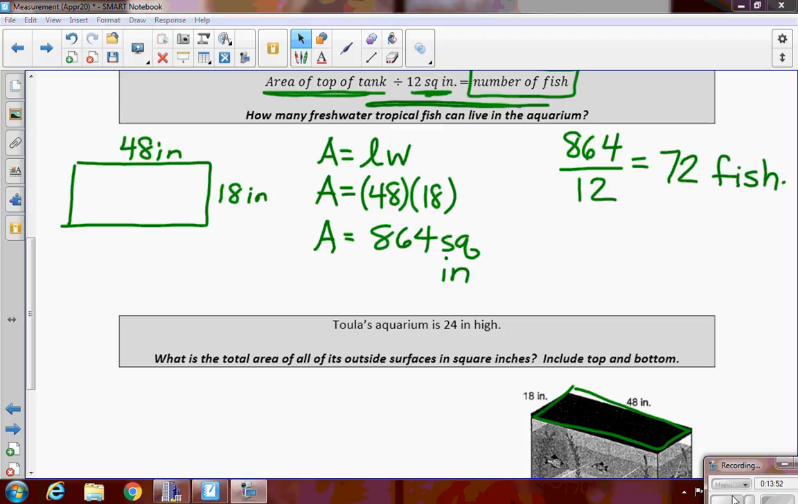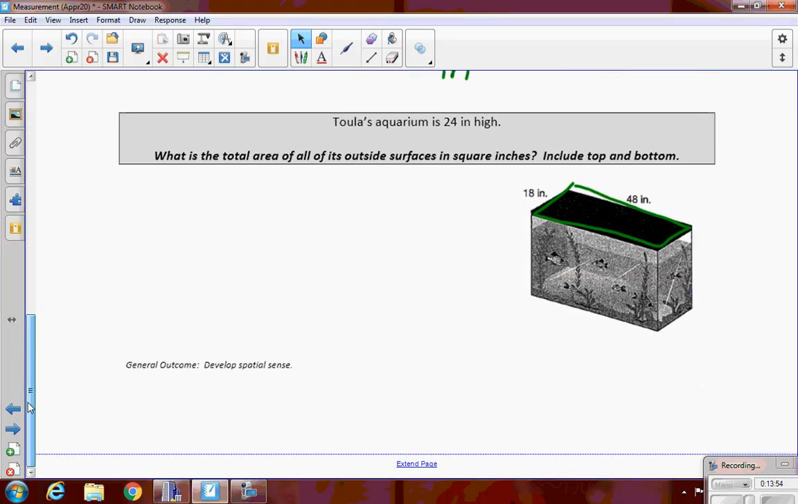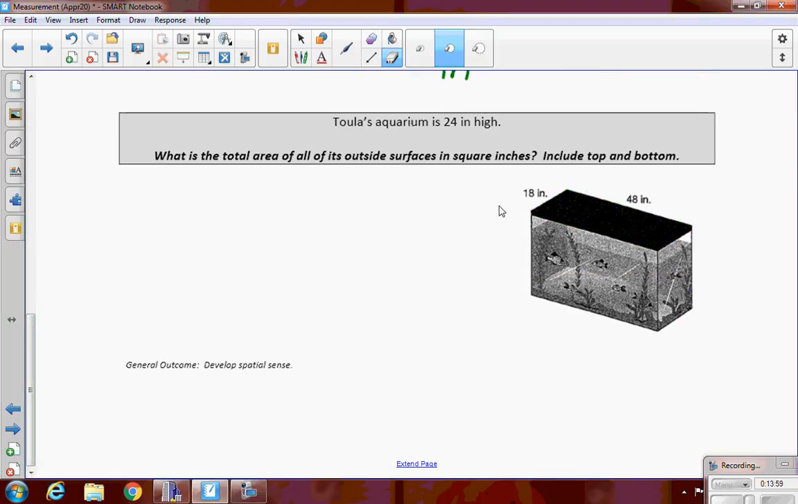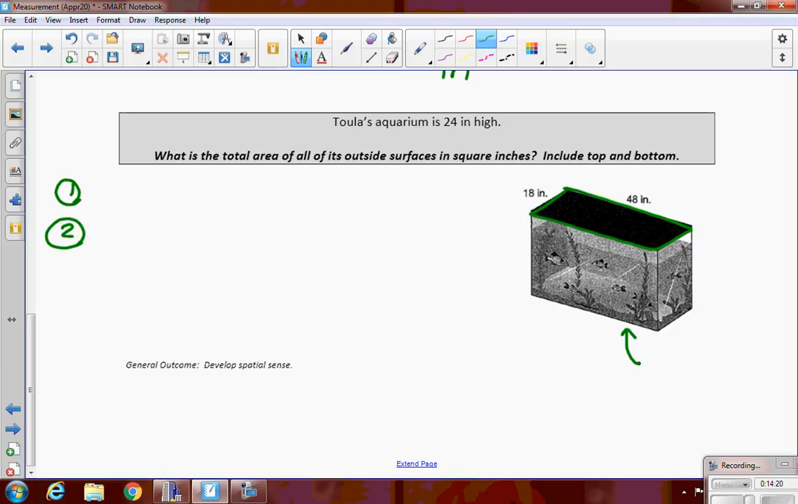The final question on this beginning pre-assessment is saying if this is actually Tula's fish tank, what is the total area of all the outside surfaces in square inches? So if I look at this, it says include the top and bottom. I have this rectangle, which would be exactly the same size as the rectangle on the bottom. So if I was to name the number of sides, I have a top and I have a bottom. So there's two sides I need to worry about. The top and the bottom, that's 18 times 48 because they're rectangles.